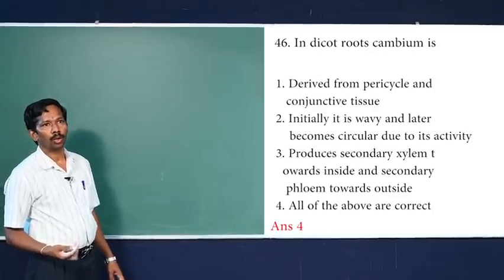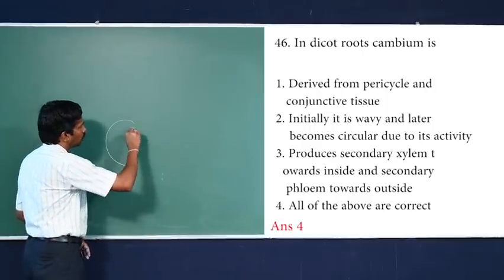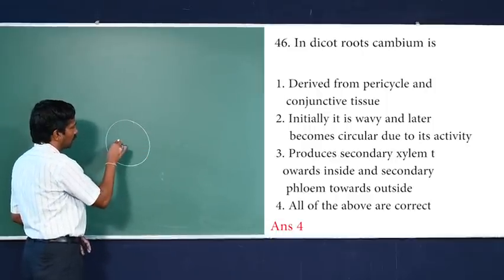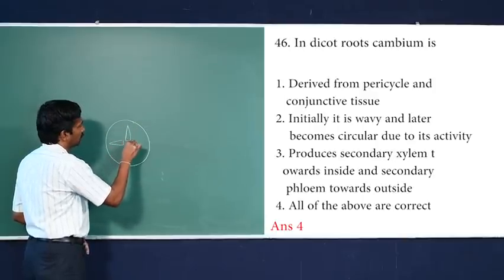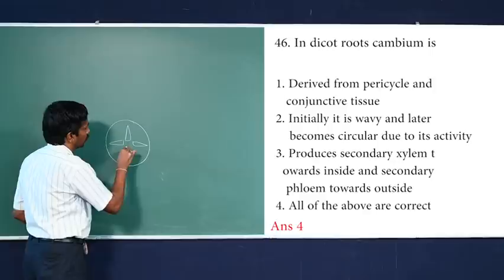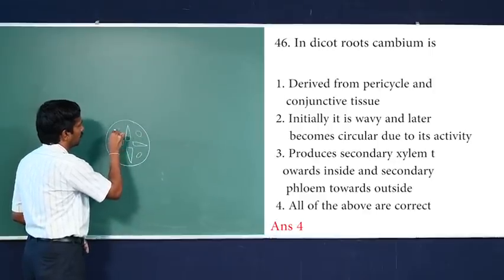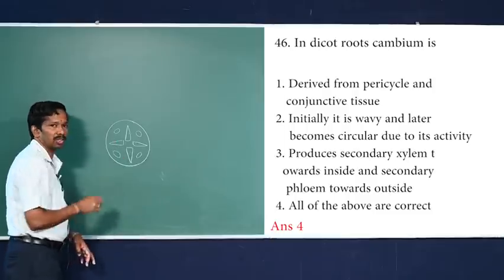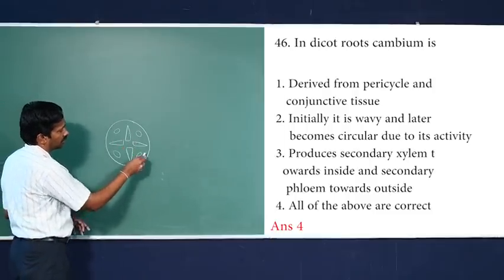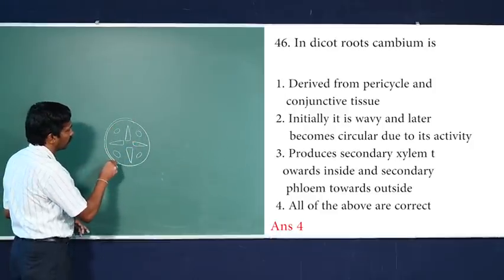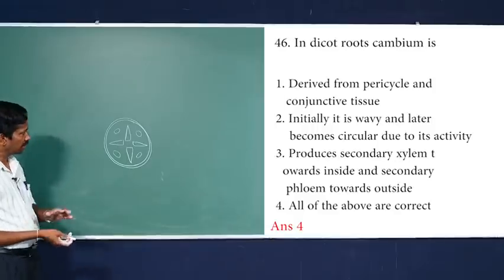46. In dicot root, cambium is. So again, dicot root anatomy, if I just represent it diagrammatically, the tetrarch condition of xylem is present. Phloem alternates, so it is a radial arrangement with alternate patches, and around the vascular bundle there is the pericycle. Outer to that there is the endodermis. There is actually no cambium in the initial stages.